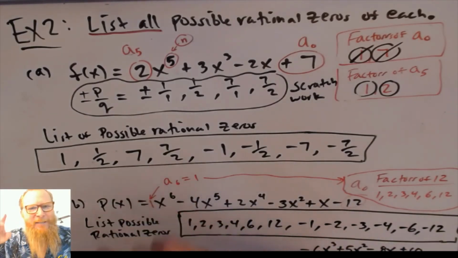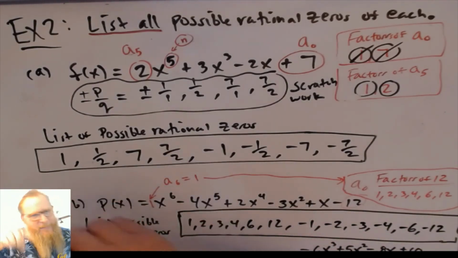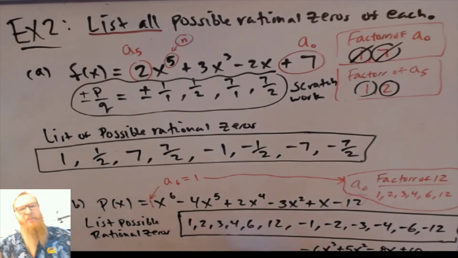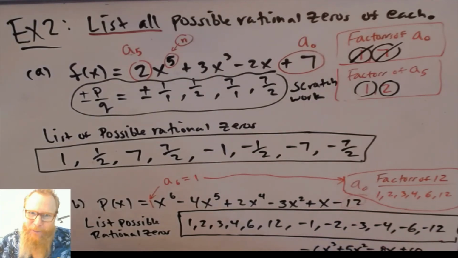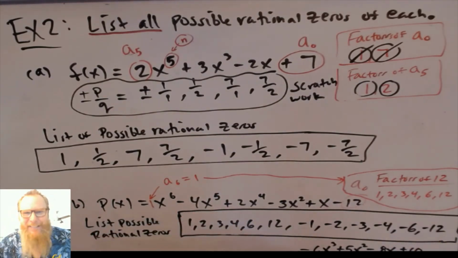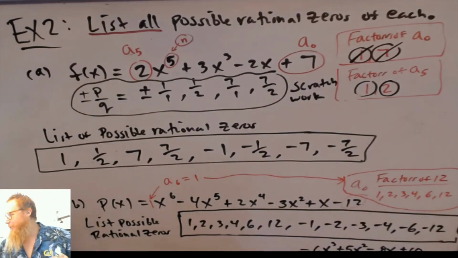Some people like to go positive, negative, positive, negative. That's one way to do it. Some people do all the negatives first and then all the positives. I can see why someone would do that because it looks neater. Negatives go on the left, positives go on the right. Yeah, I don't care. It's just a list of numbers. I don't care what order they're in.